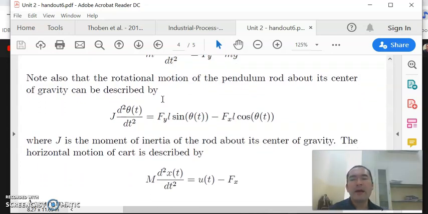So here we have a more complex type of motion, because note that in this system, the cart is moving only in the horizontal axis, so it's only a translational system. But if you see this, what is happening is that the center of gravity of the rod is moving also.